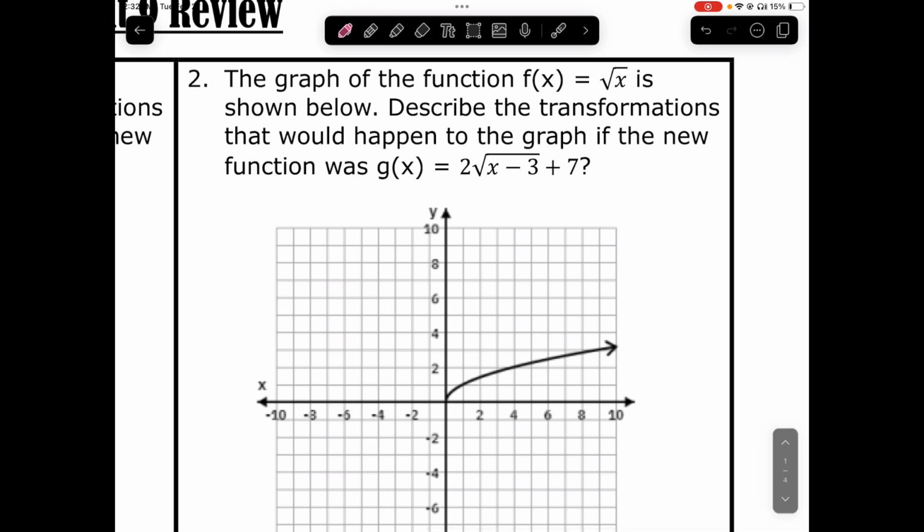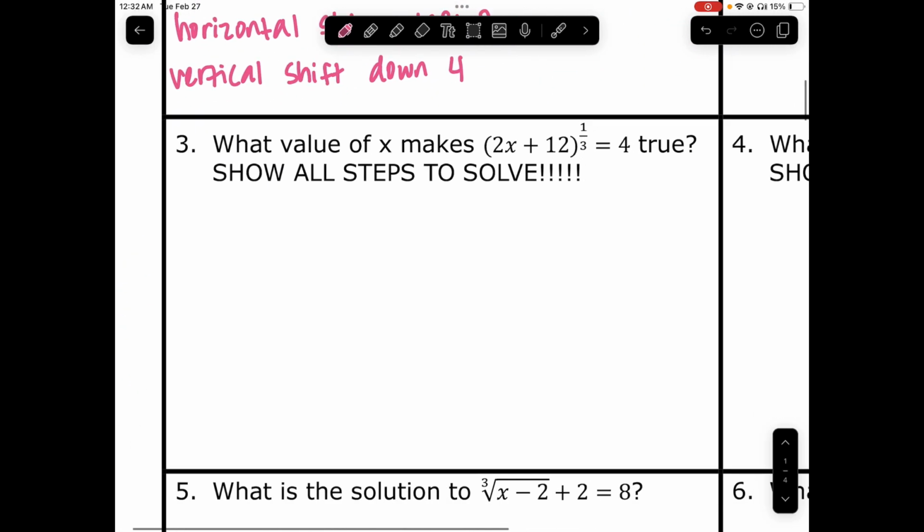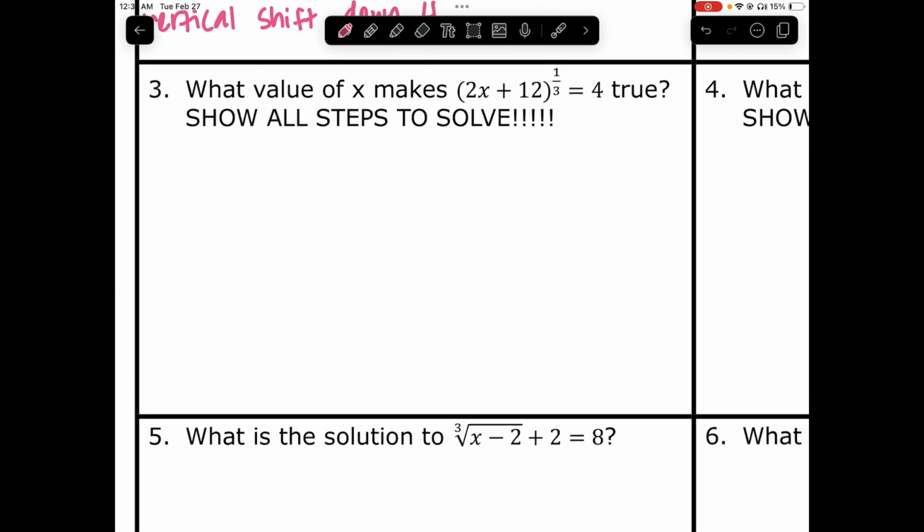Number 2. Number 3. What value of x makes this true? Show all steps to solve. So I'm going to jump right into it, and I'm going to do the cube root of 2x plus 12, and then put that equal to 4. The reason I did the cube root is because of this exponent of 1/3. I told you, whatever the denominator is, that's the root. And since the numerator is just 1, we could raise this to the first power, but that would be foolish because it doesn't do anything.